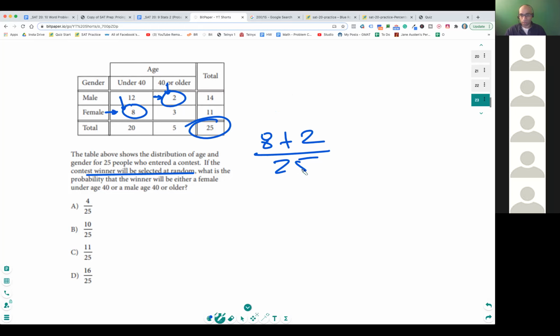So be careful. I know for some of you this might be a new thing. The denominator here is just 25. Just find the number of favorable outcomes and the total number of outcomes. That's it. You don't need to multiply anything in those probability problems. So the answer is just going to be 10 over 25, and that's it. Super easy.